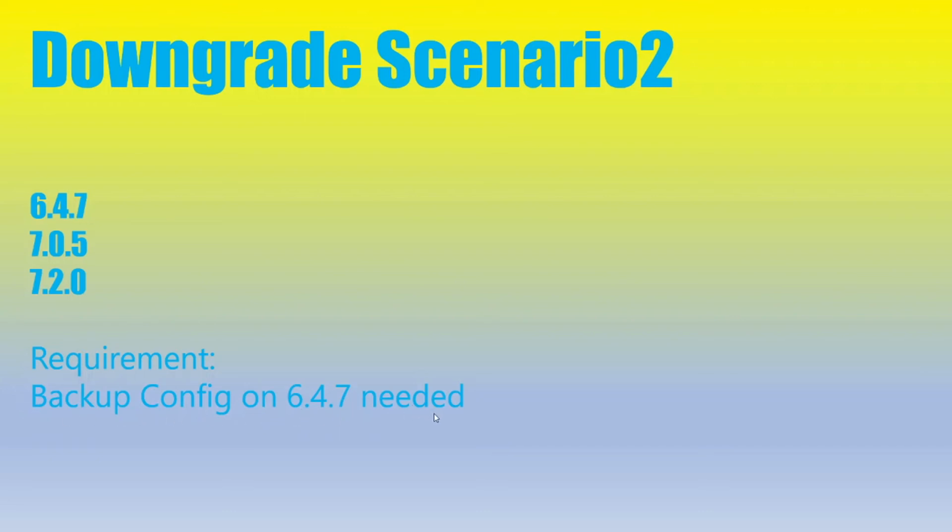So for example, let's say you took your 7.2.0 firmware and then you downgraded to 7.0.5 and then downgraded again to 6.4.7. It's not going to correctly down migrate your configuration. So you could very likely run into some issues or missing configs or just problems in general. So if you are going to do this, make sure you have a backup config on 6.4.7.